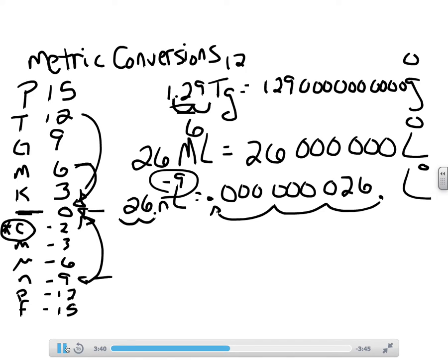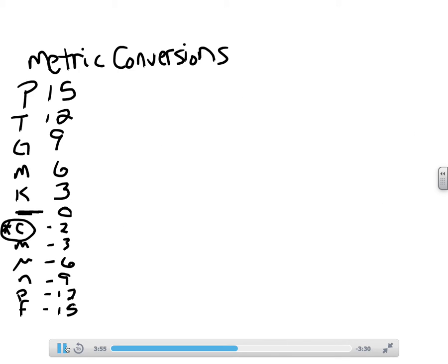So that's why I moved it a total of 9. That's the way it works if we're switching to and from the base unit. If we're not switching to and from the base unit, then it's a little bit different. We're still dealing with the same concept, it's just that we're not going to and from 0.